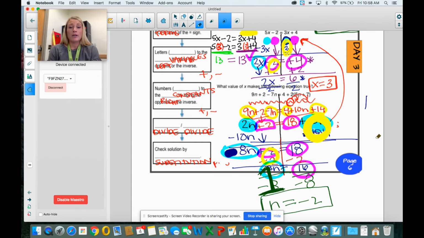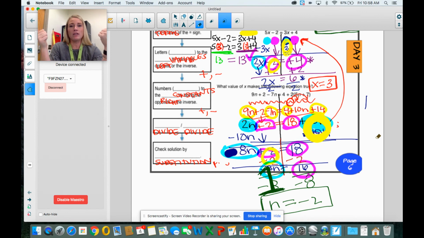Now is where you would go back and check by substitution. You would take that negative 2, and wherever you see an n, you're going to plug it in. And then I would put that in my calculator. And if you get the same number on both sides, then yay, you did it right.